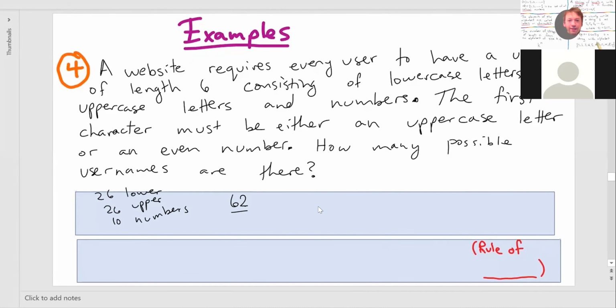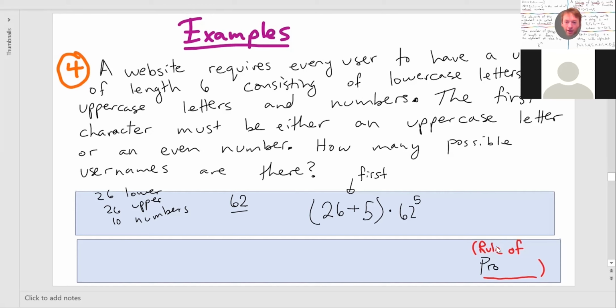That sounds right. So you got that, I guess, by the first one has the number of choices. It can be either an uppercase letter or an even number. So that's the number of choices for the first character. And then the rest of the characters had no restriction, so it's just 62. Yeah, that's right. Again, rule of product.